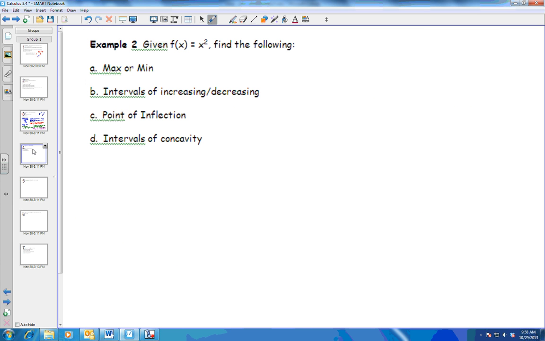Example 2, we're going to do the same thing. Part A, find the max and min. So f prime of x is 2x. Set that equal to 0 and solve, and I'm going to get x is 0. I need to do my sign chart for that. Make sure you label your sign chart.